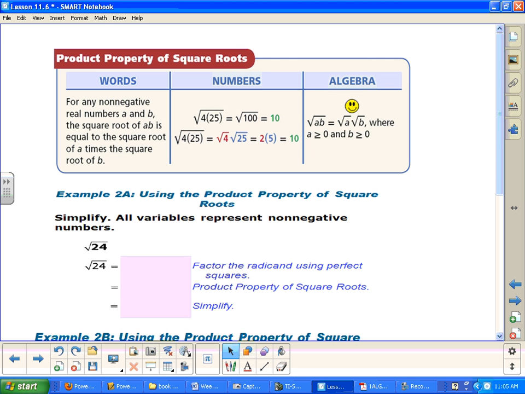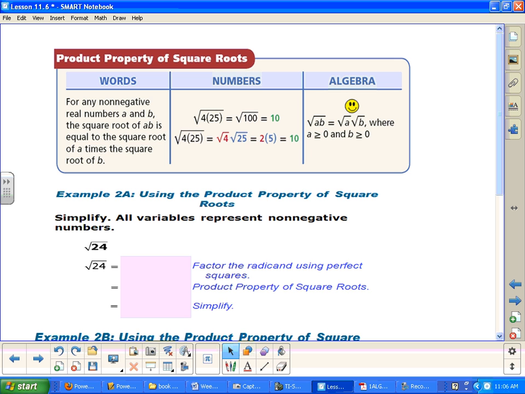So they show the example here, the square root of 4 times 25. I could write that as the square root of 100, which is 10. Or I could break it apart and say it's the square root of 4 times the square root of 25, which is 2 times 5, which is 10 also. So either way, I would get the same answer.